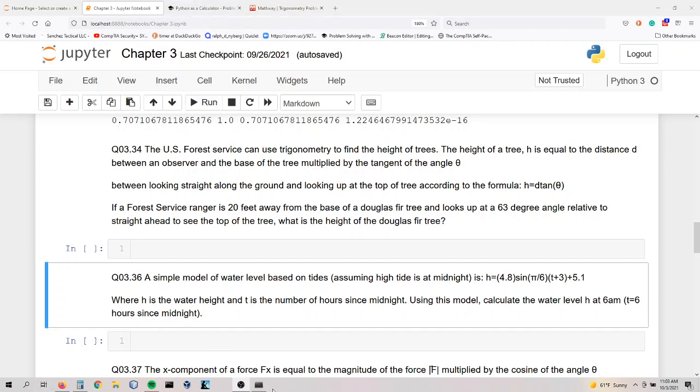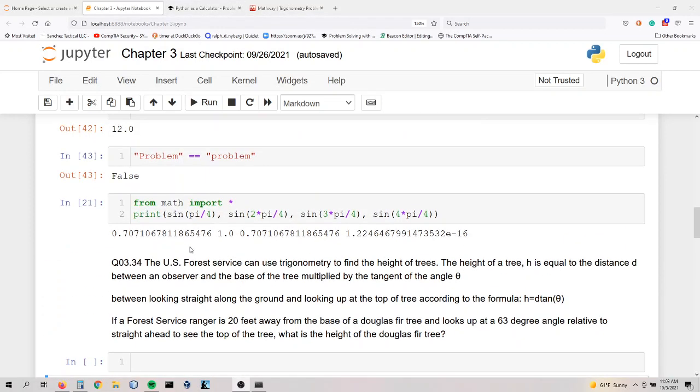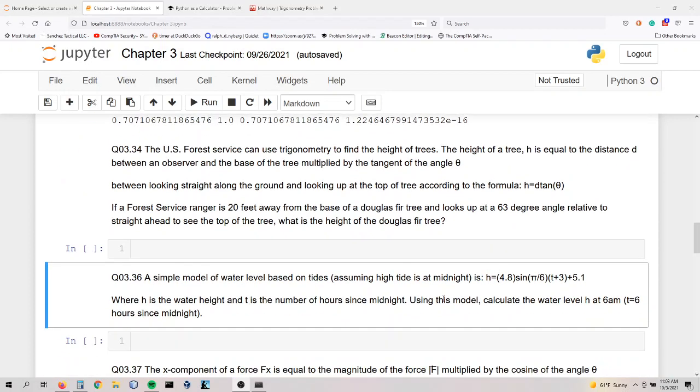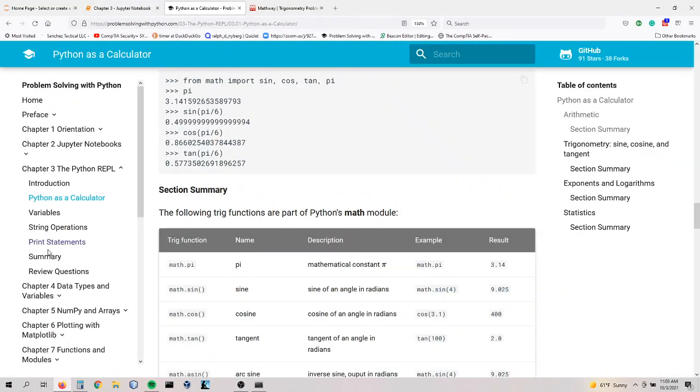So, like always, I already have my Jupyter notebook open. The last one we did was the print sine of pi over 4 all the way to 4 pi over 4. Now, what I did here is I copied and pasted some of the problems. I said we were going to work on the height of a tree, right? So that was going to be the first one we were looking at.